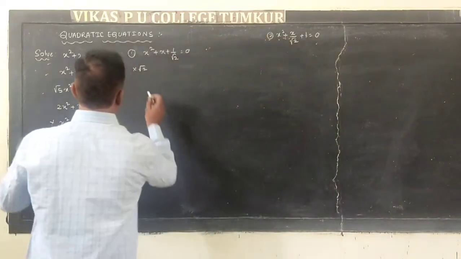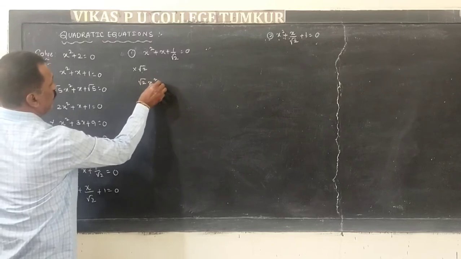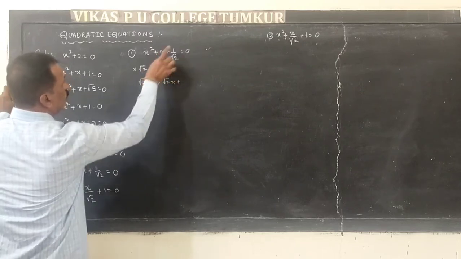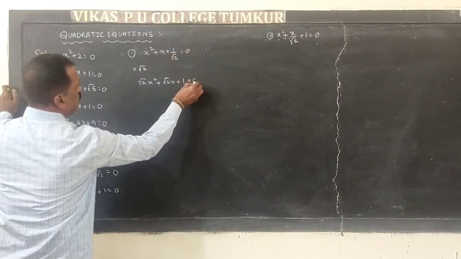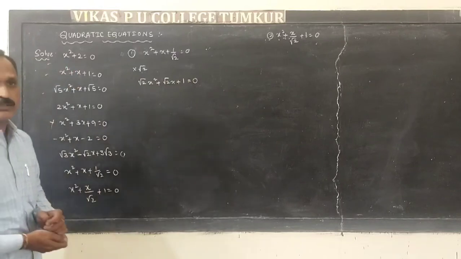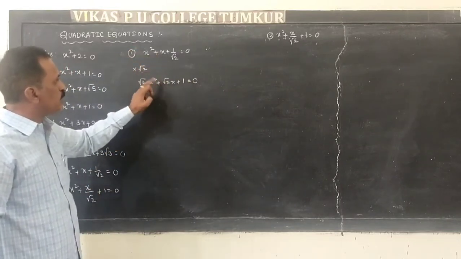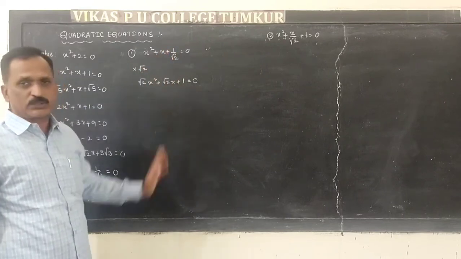Then what will happen? Root 2 into x square, correct? Plus root 2 into x. Root 2 into 1 by root 2, root 2 cancels, giving 1. Root 2 into 0 is 0. I will repeat it once again. Root 2 into x square, plus root 2 into x, plus root 2 into 1 by root 2, root 2 cancels, 1, is equal to 0.